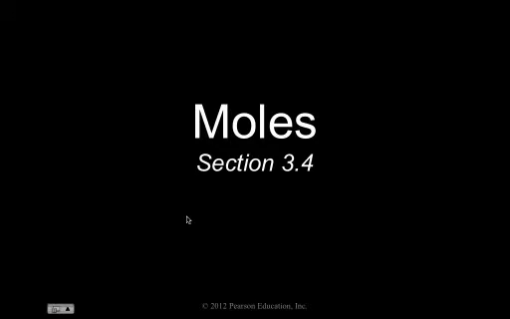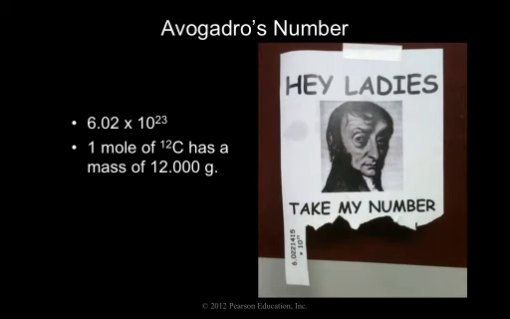Hi, this is Mrs. Basden, and in this section, section 3.4, we're going to talk about moles. So if you remember from before, 1 mole is equal to 6.02 times 10 to the 23 of that particular substance. That number is known as Avogadro's number, and it's just a chemical quantity that we use in chemistry because atoms are so small.